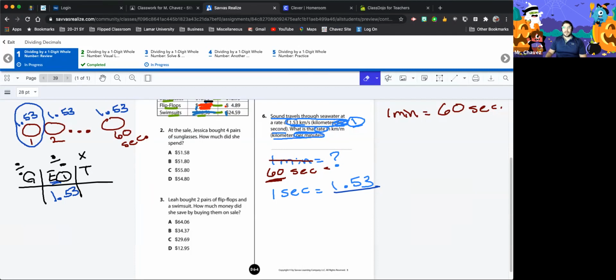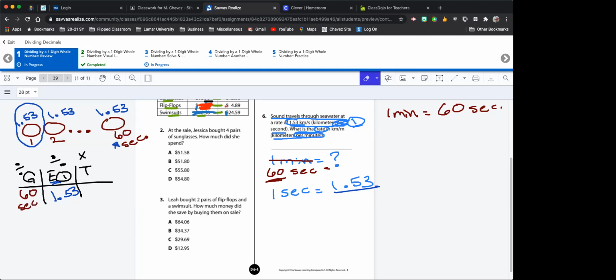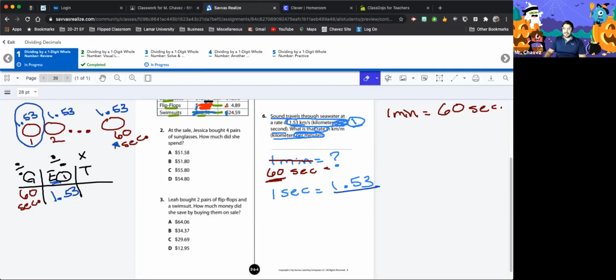Now, where do you think I'm going to put the 60 seconds? Would I put the 60 seconds in total or in the groups? Groups. The 60 seconds would go in the groups. And look at that. I'm missing the total.